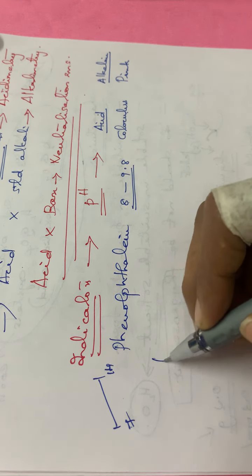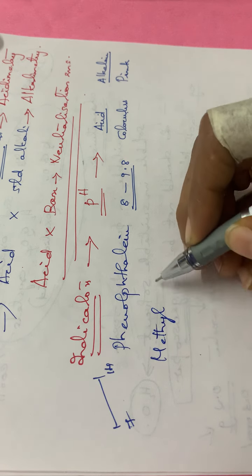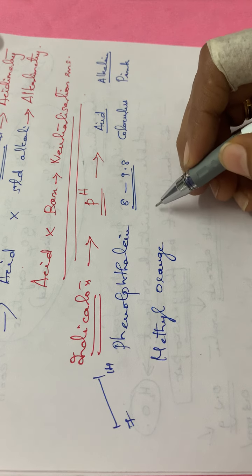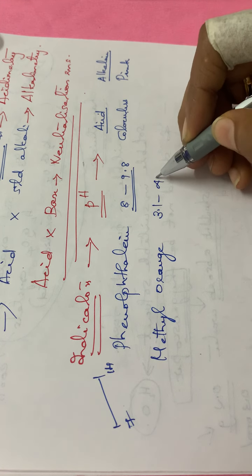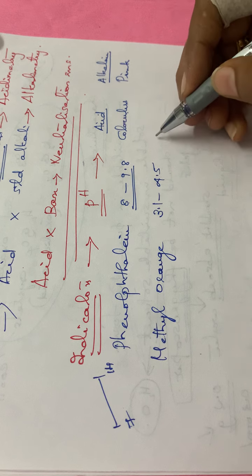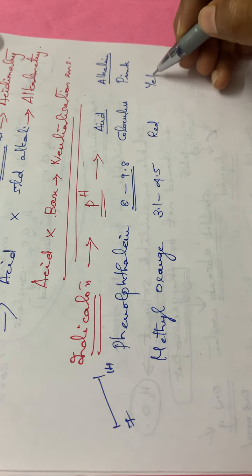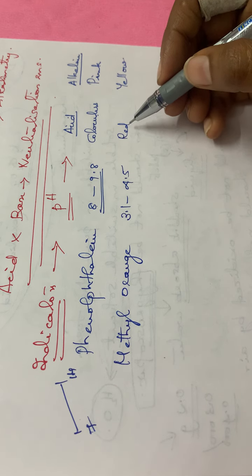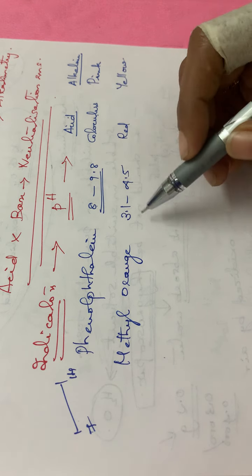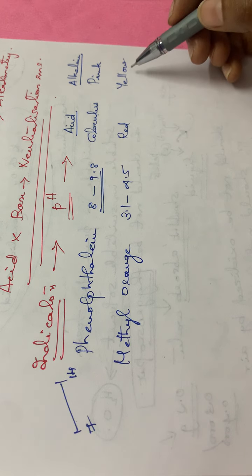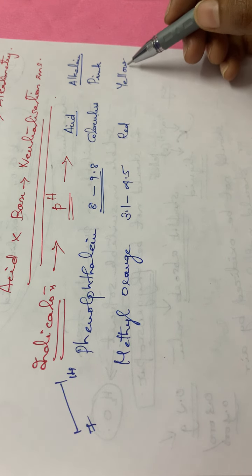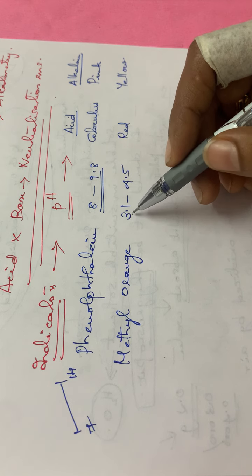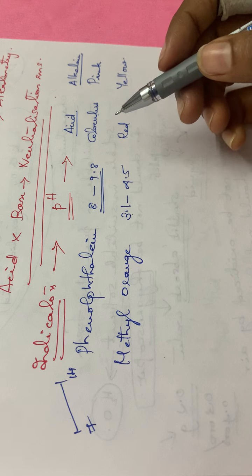Then sometimes you might have used methyl orange. The pH range is between 3.1 to 4.5, and it is red in acid solution and yellow in alkaline solution. If you want, you can do the test. In acid solution, if we add methyl orange, it will be red, and in a basic solution, that is in sodium hydroxide, it will be yellow in color. And it shows a sharp color change between the range 3.1 to 4.5.